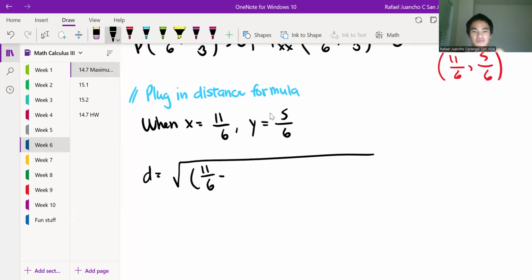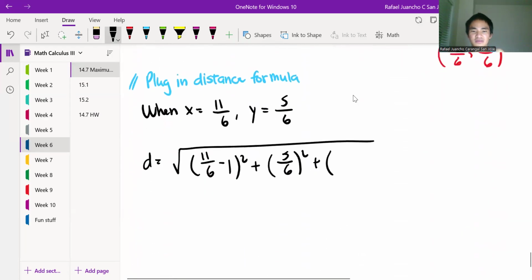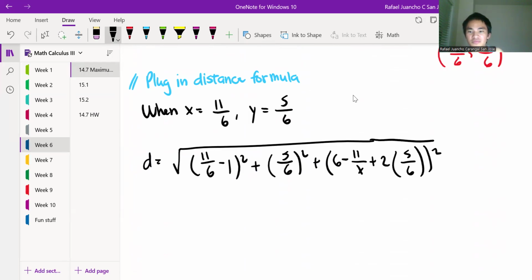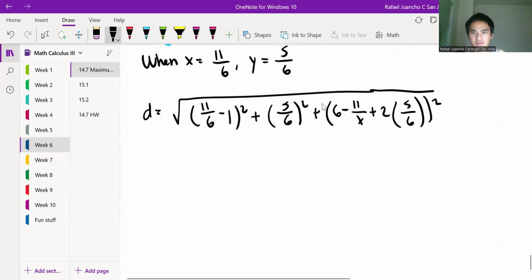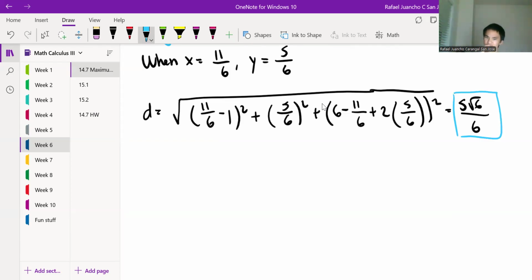So I have 1 over 6 minus 1 squared plus 5 over 6 squared plus, then I have this 6 minus x plus 2y squared. And then that should be, I think that's right, right? Yeah. Then if I plug everything in, oh, I did 11 over x, 11 over 6. And this should give me 5 square root of 6 over 6. And so the shortest distance from that particular point to this plane is that one.